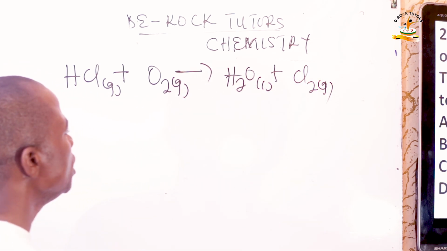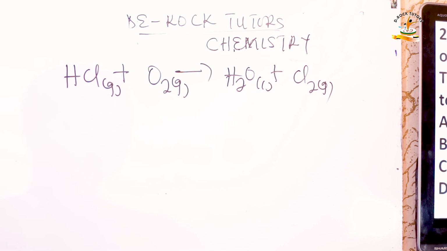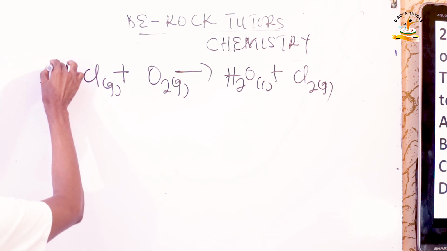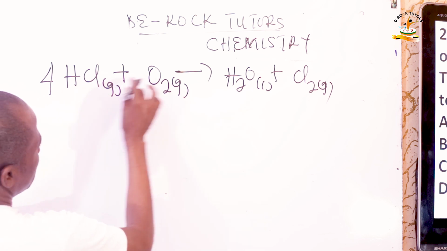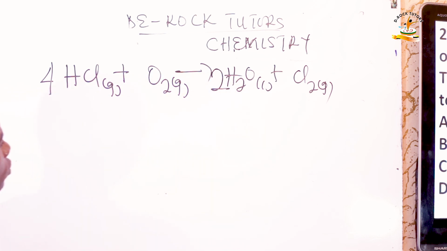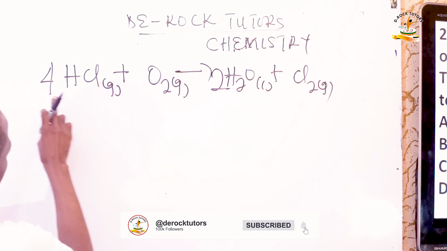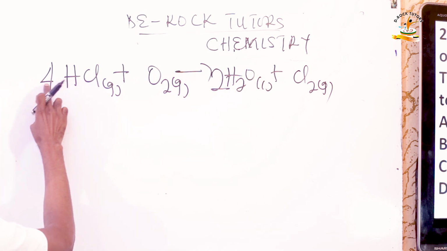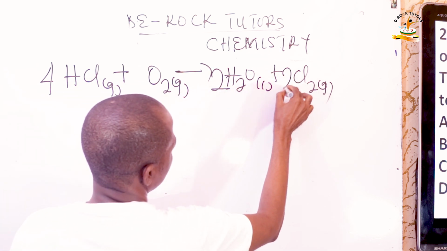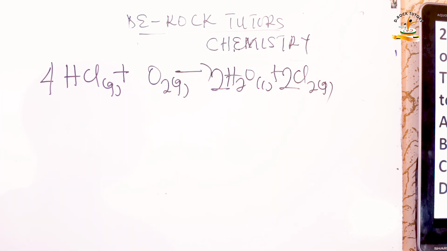All we need to do is balance this. If you want to balance this, we can put 4 here. Hydrogen is now 4. To balance hydrogen here, we put 2 here. Now, 2 oxygen now, so that balances this. But remember, 4 also affects chlorine. So chlorine is 4, so we have to put 2 here. So everything is balanced now.